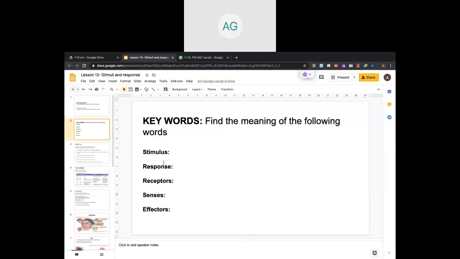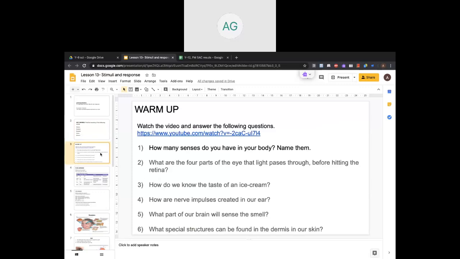Today's keywords, make sure you make note of them and write their definitions. You can find them in your book or online as well. For the modifier students, I will provide the definitions and post them on Google Classroom as well. Okay, as a warm-up, watch the video and answer the following questions.